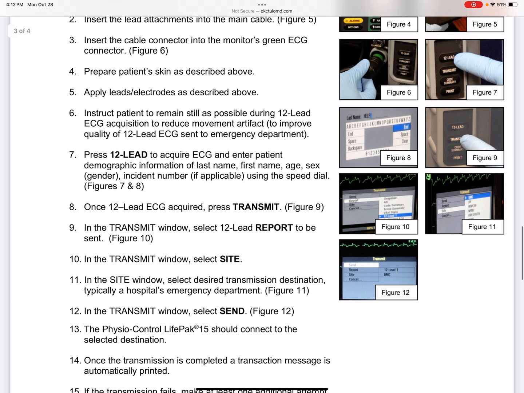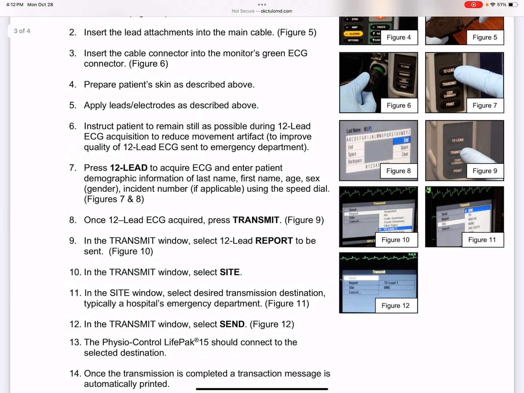So to transmit the 12 lead, if you go back into options like we talked about, and this is why I like to go to options instead of just doing it on the 12 lead. If you go into options, you can type in their first and last name and then their age and all that stuff. And then you hit transmit, and you can select the appropriate facility wherever you're going.